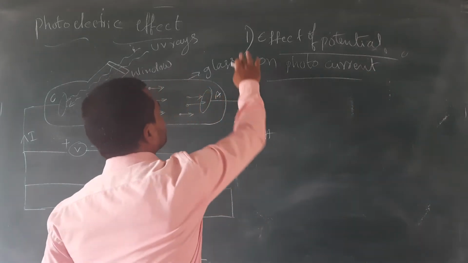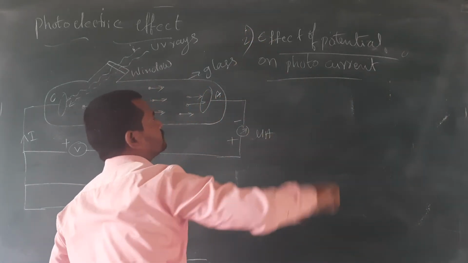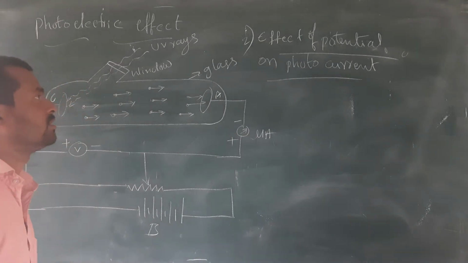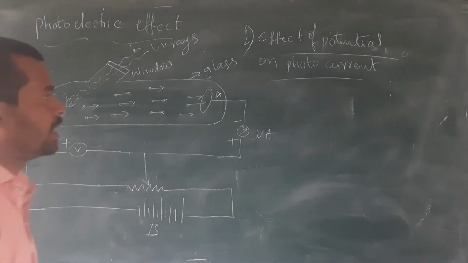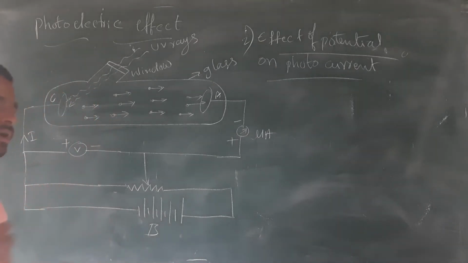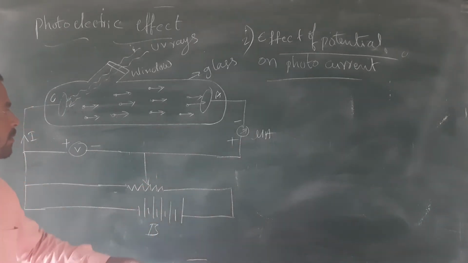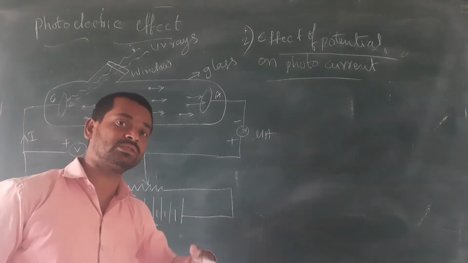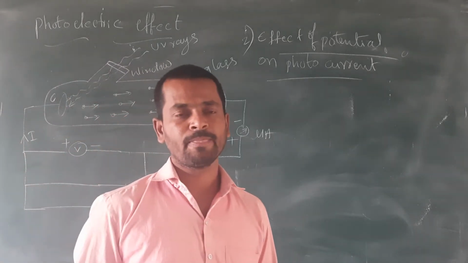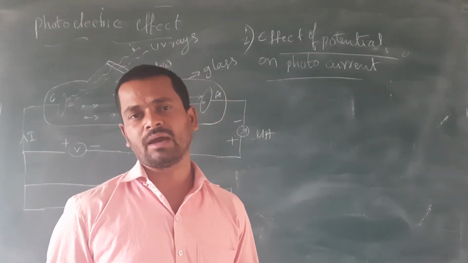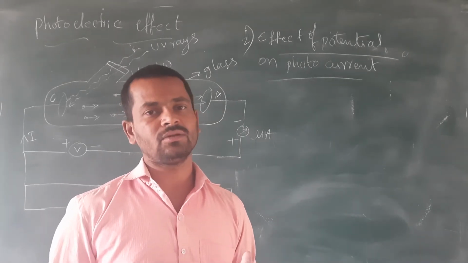On photocurrent, that is the second point. Next, the effect of potential on photocurrent. So then what happens? If we increase the potential, then what happens? Increasing means we can apply positive potential and negative potentials also. If we apply the positive potential, what happens? If we apply the negative potential, what happens?